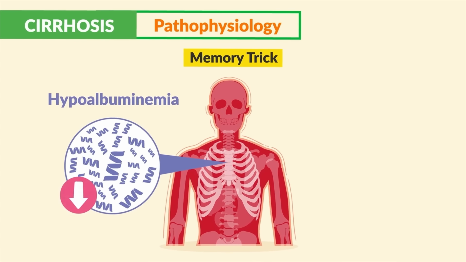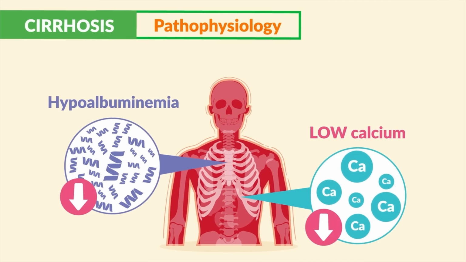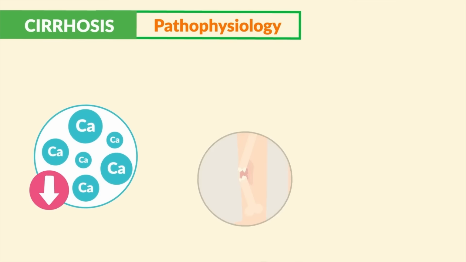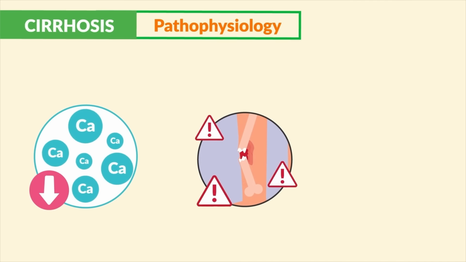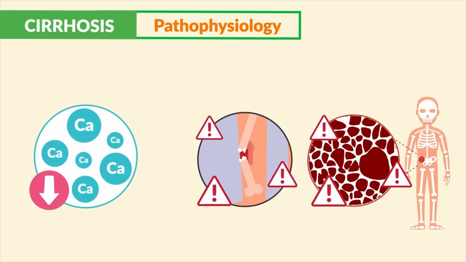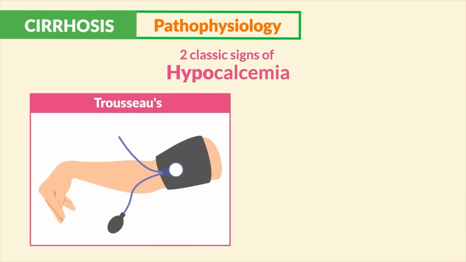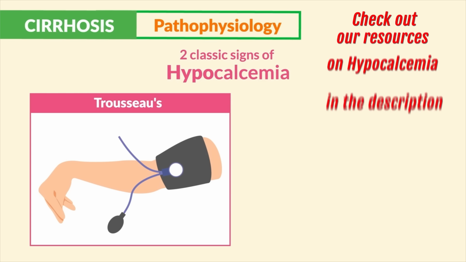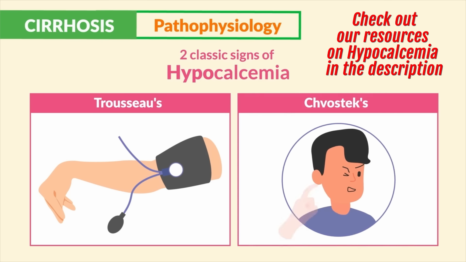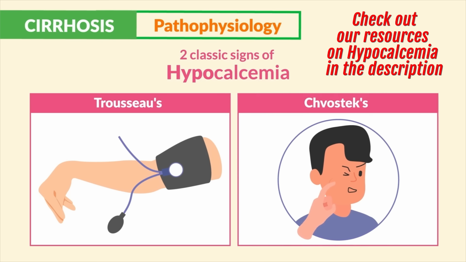And lastly, with hypoalbuminemia, we see low calcium inside the blood due to low binding. So we see weak bones with a big risk for fractures and even osteoporosis, those porous bones. And lastly, the 2 classic signs of hypocalcemia, or basically low calcium, are Trousseau's, where we have an arm twerk with a blood pressure cuff on, and also Chvostek's, which is a smile when you stroke the side of the cheek.